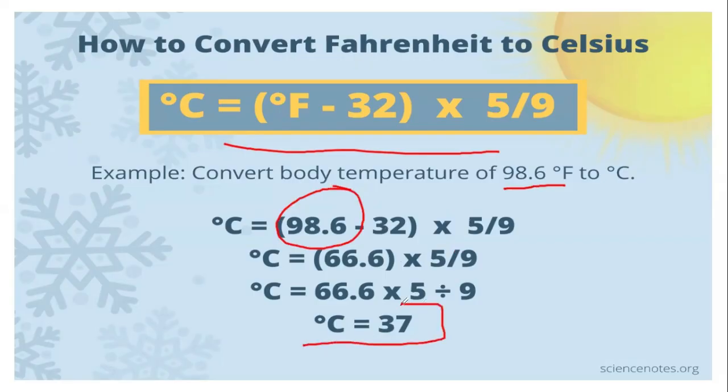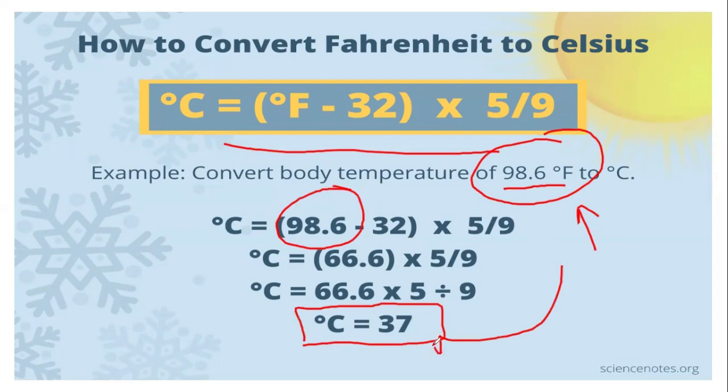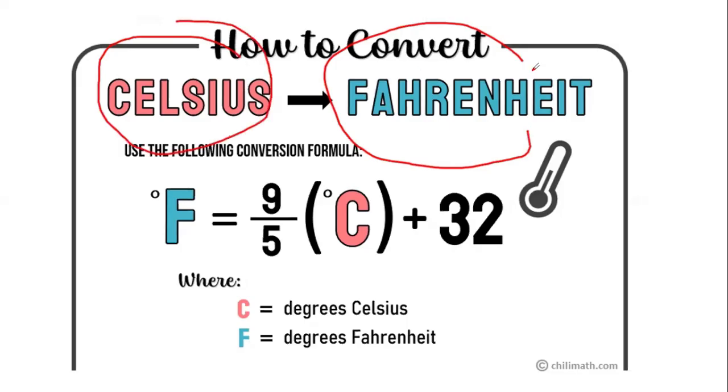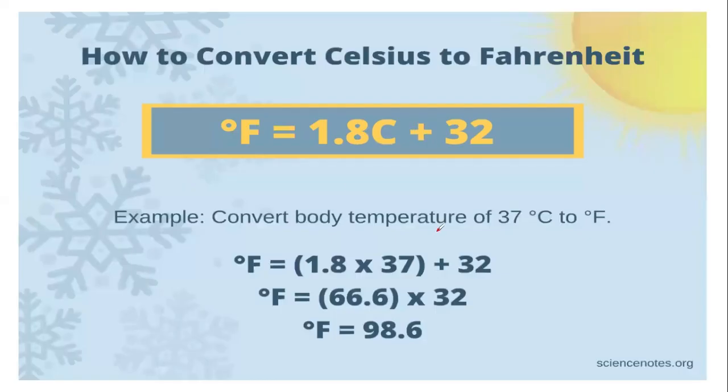This is the normal body temperature, 98.6 degrees Fahrenheit. Then when you convert it to degrees Celsius, we see that it's just 37 degrees Celsius. You can also do the opposite. When you are given the degrees Celsius and you want to convert to Fahrenheit, the formula that we had, if we make F the subject of the formula, we end up with this. You just apply the formula and you'll be able to find the temperature in Fahrenheit.